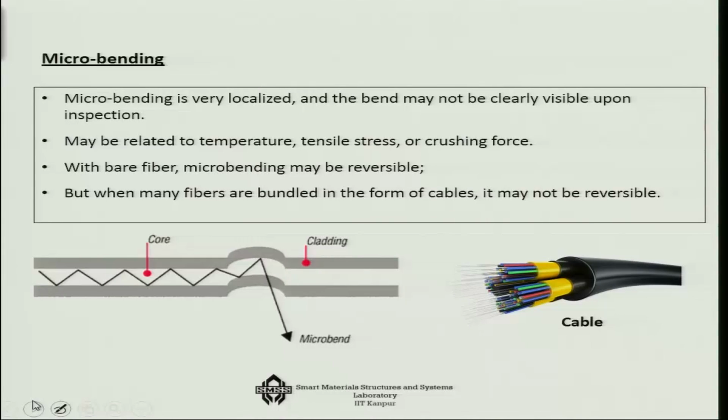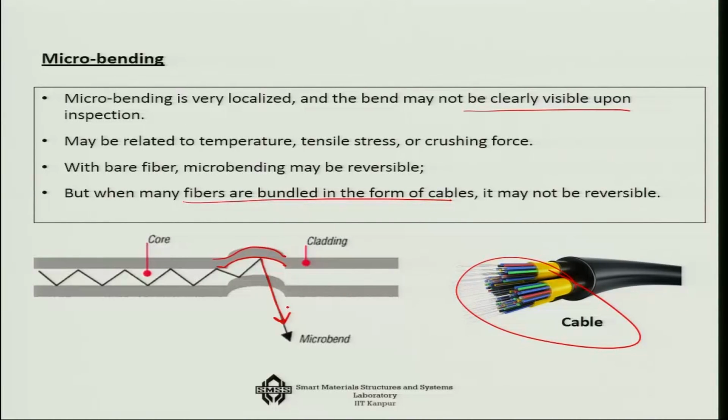Microbending, on the other hand, is very localized, like suddenly there is a bending in the cladding here, and this may not be clearly visible upon inspection. It may be related to temperature, tensile stress or crushing force, etc. With bare fiber, microbending may be reversible, but when many fibers are bundled in the form of cables like this, then microbendings are not reversible. You cannot make it straight. So, you have to allow that much loss of signal in the microbending part of it.